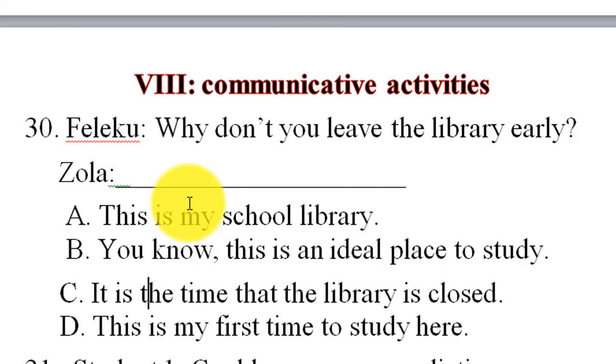Why don't you leave the library? You know, this is an ideal place. I don't have any place to study except the library because it's my convenient place because I get everything easily. I want to discuss with my friends here. It's safe, it's silent, and there is a comfortable place to sit here. Because of this and other reasons, it's an ideal place. So I don't want to leave the library easily.